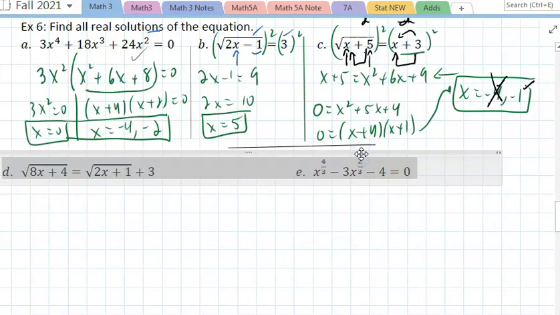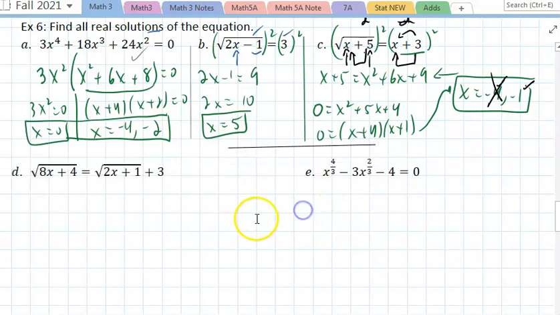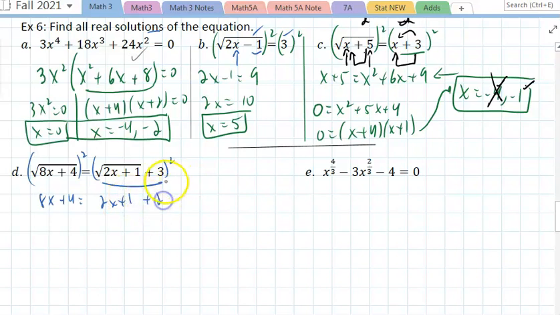I see this again. D, I see a radical equation. I isolate a radical by itself. I get rid of a radical by squaring both sides. And if I do that, what do I get? I'll get 8x plus 4. And here we need to FOIL. You get the first squared plus twice the product of those. 2 times 3 is 6. Plus the last square.